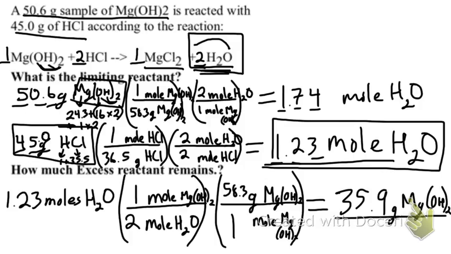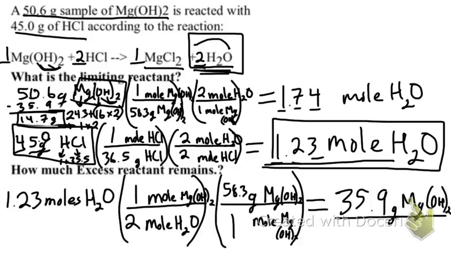So, just to give you a visual, that 50.6, we subtract the number we've just found, which is 35.9, and we end up with 14.7 grams. So we had an extra 14.7 grams. So that's how much excess reactant we had.